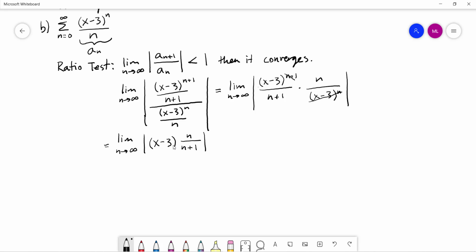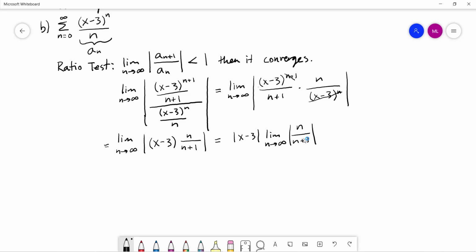As far as the n is concerned, this x minus 3 is a constant. We can pull that thing outside of the limit, and that's what we'll do. So I'm going to have the absolute value of x minus 3, pull that outside of our limit, because the limit only deals with n, and we've got the limit of n over n plus 1. Again, still in our absolute values if we want there. Doesn't matter because n is only positive anyways.